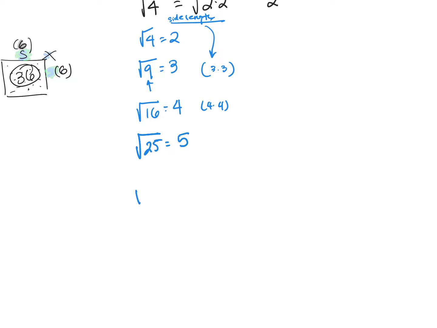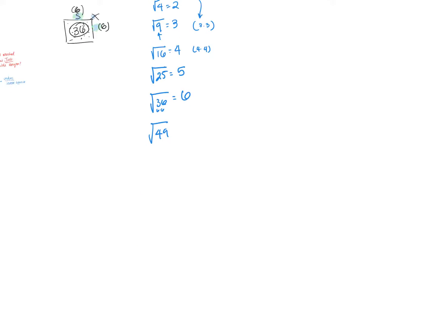Right? What is the square root of 36? What times what? Isn't that the same thing as 6 times 6? So then the side length will have to be 6. Square root of 49. Square root of 81.